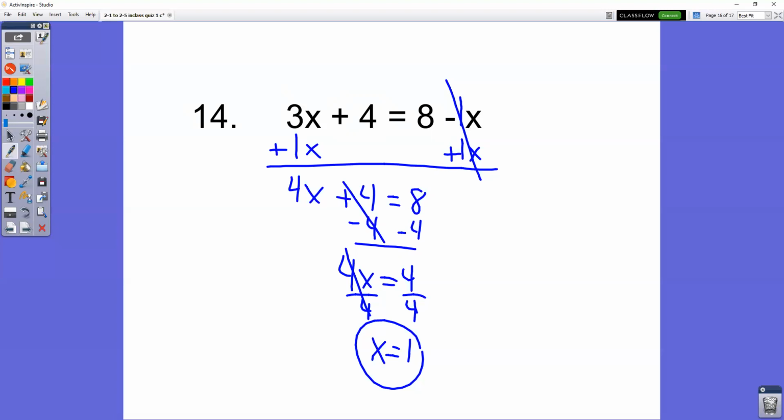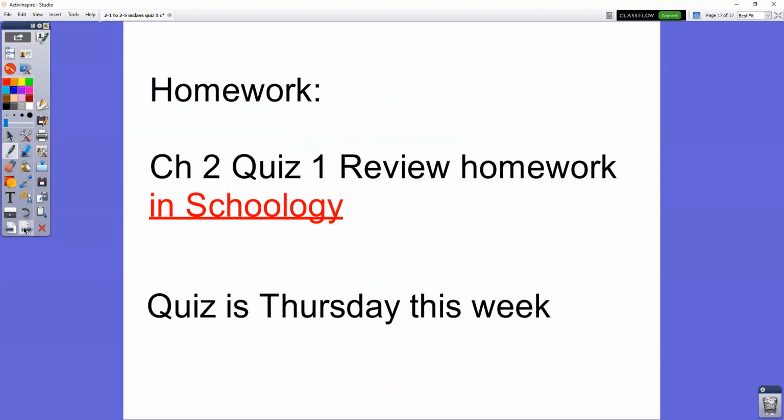So those are what your quiz questions look like for Thursday. All right, your homework today is the Chapter 2 Quiz 1 review homework in Schoology. It is not in Class Kick, it is in Schoology. You have a quiz on Thursday this week. Does anyone have any questions?